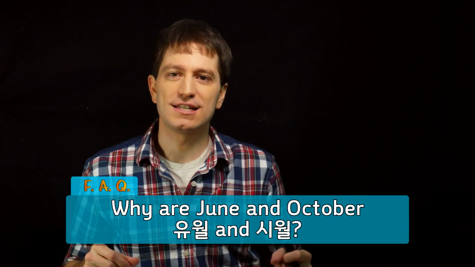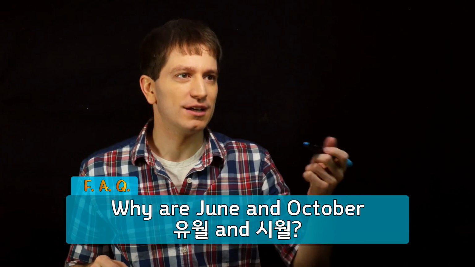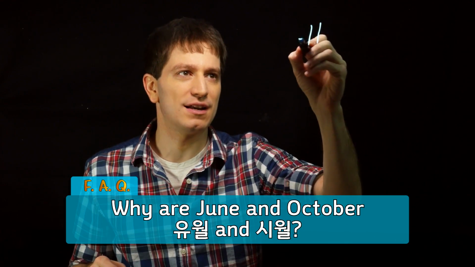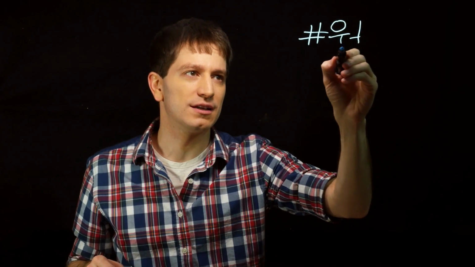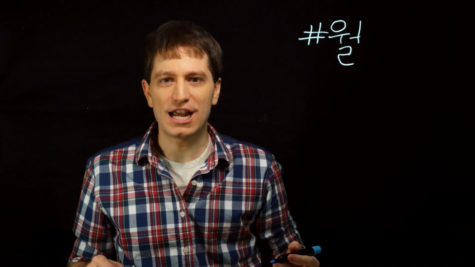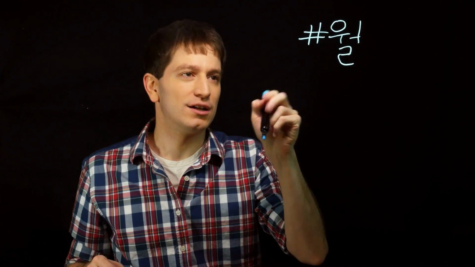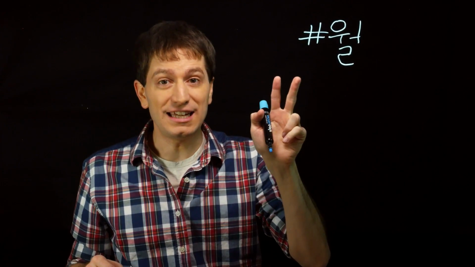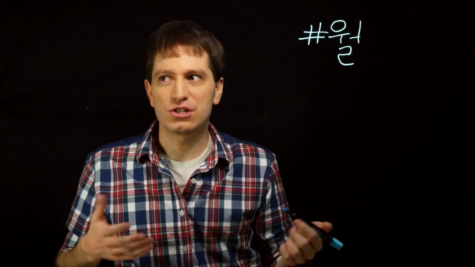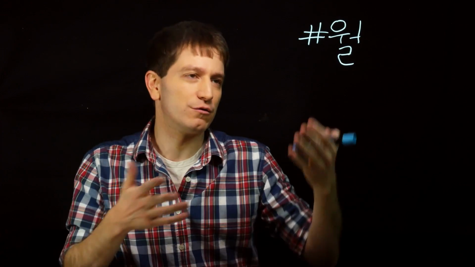Saying what month it is in Korean is very simple. You simply take a Korean number, such as 1, 2, 3, etc., and you attach 월 to the end of it, meaning month. So January is just 1월, February 2월, and then December, which is the 12th month of the year, is 12월, 12 months.